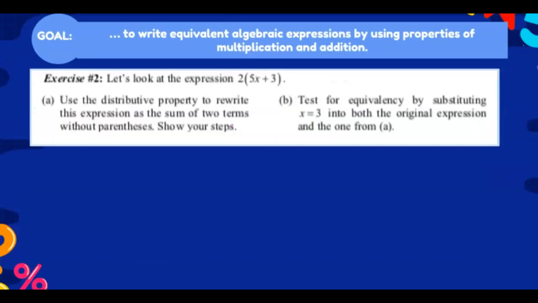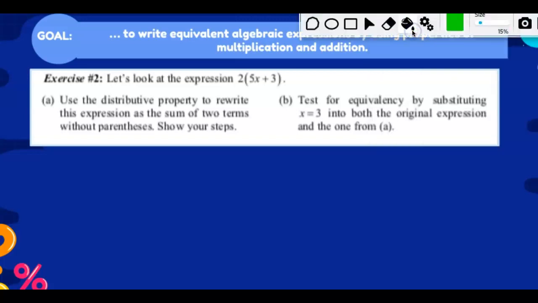So we're gonna do the next example, okay? So let's look at the expression 2 parentheses 5x plus 3, or 2 times the quantity of 5x plus 3. We're gonna use the distributive property to rewrite the expression as the sum of two terms without the parentheses. So I'm gonna do 2 times 5x plus 3.